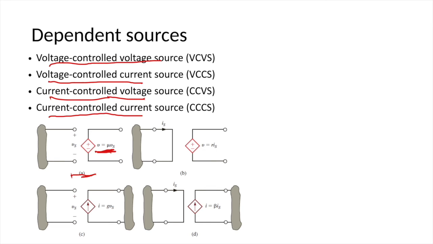And figure B is a current controlled voltage source. So V equals R times Is. So depending on the value of Is, we can calculate the value of V. Figure C is the voltage controlled current source. So the current I equals G times Vs. Depending on how large or small Vs is, we can calculate the current I. And figure D is the current controlled current source. So the current I depends on the value of Is.